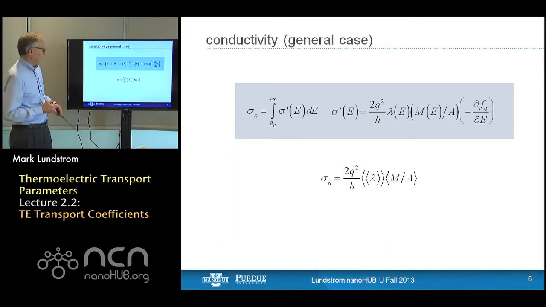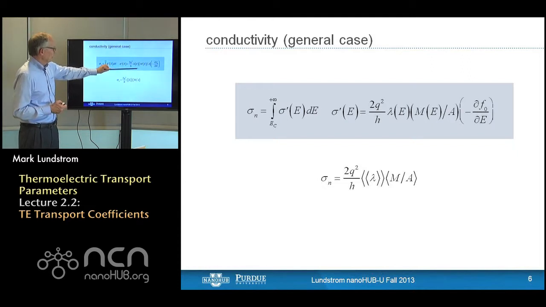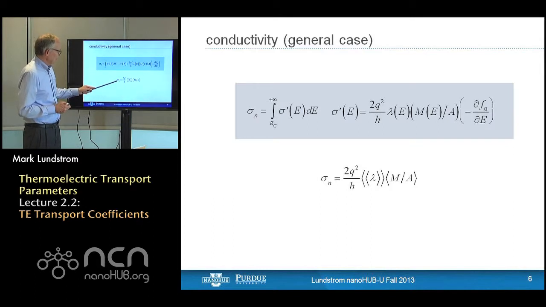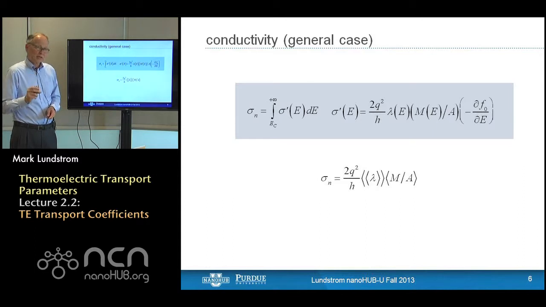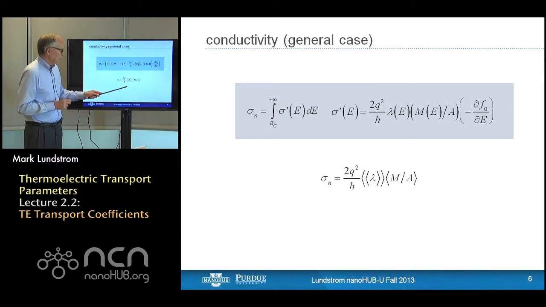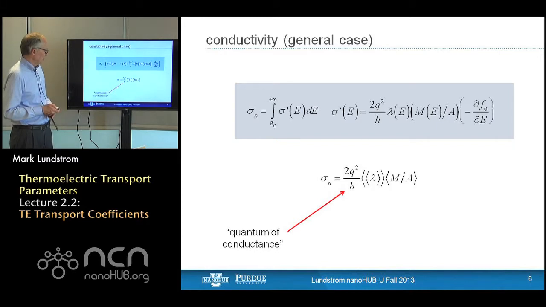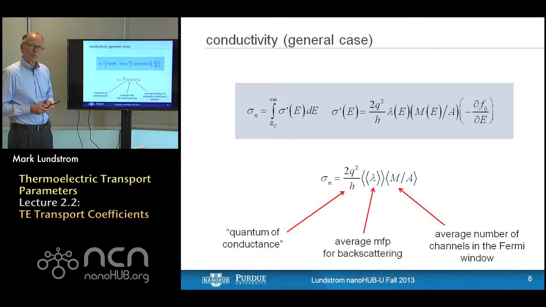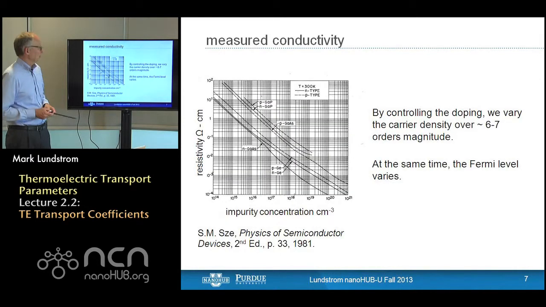Now, in the general case, we can evaluate this expression, and we can rewrite it in a very physically suggestive way. The conductivity is 2q squared over h, the fundamental quantum of conductance, times the average mean free path times the number of channels. So, fundamental constants. In this case, it's the average number of channels inside the Fermi window. Those are the only ones that contribute to current flow. And then it's the appropriate average mean free path of those electrons in the Fermi window. So we get a very simple expression.